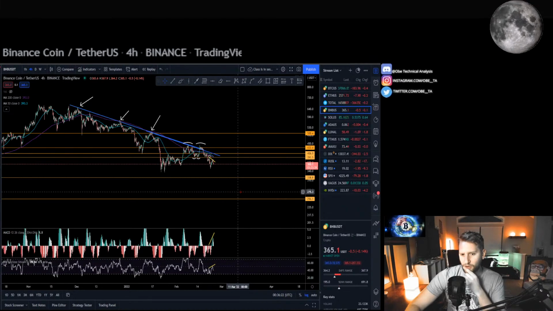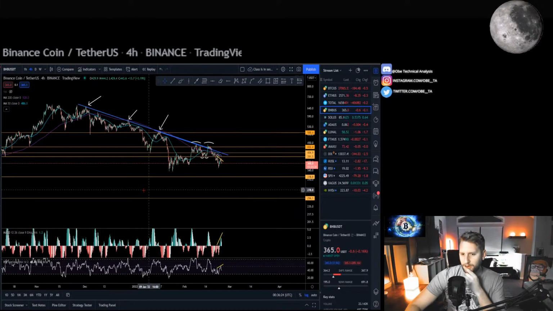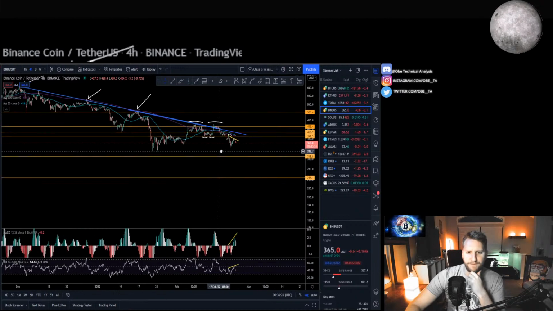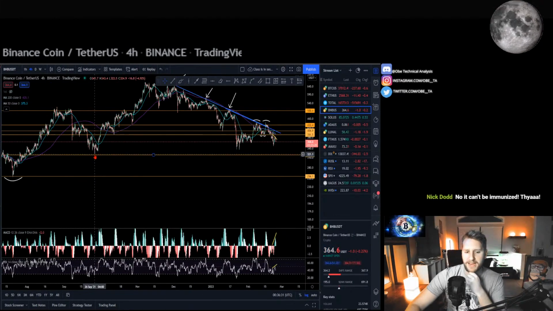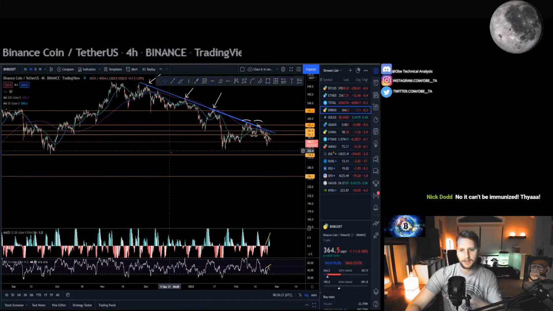But, yeah, Binance Coin looks like it wants to head back down to its lows back from January 25th. Down around 334 first before getting back to that major low back from September 26th at like 320.